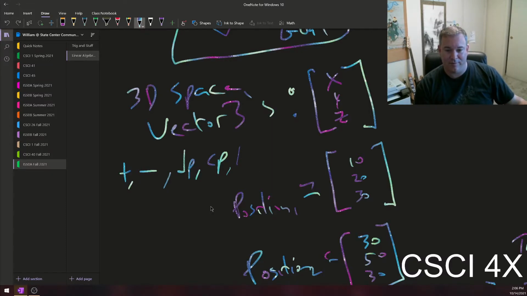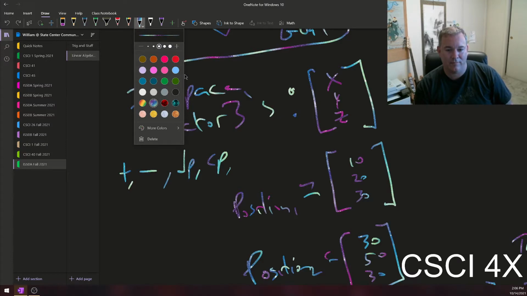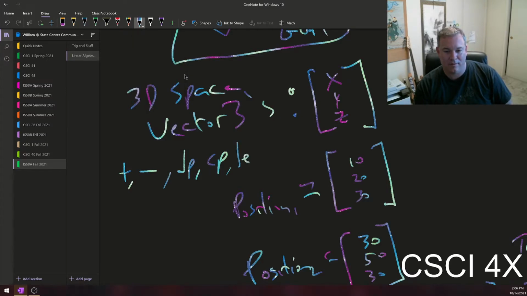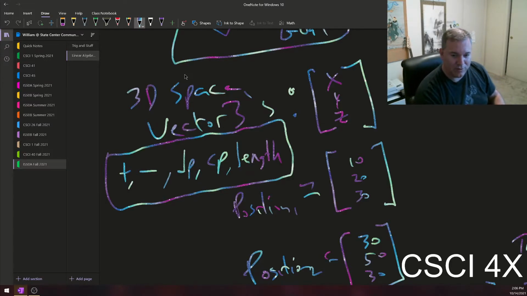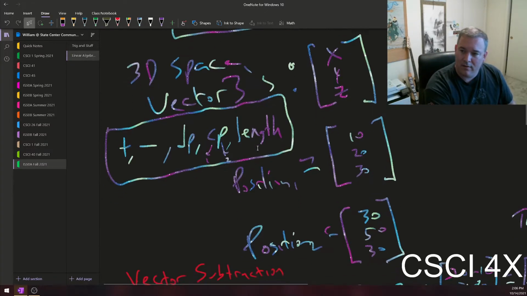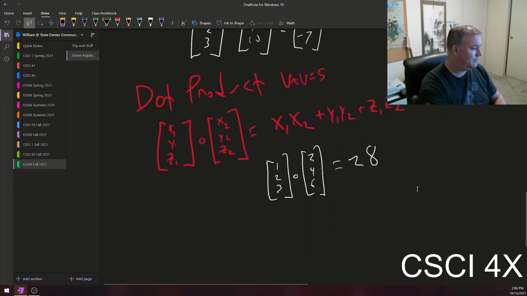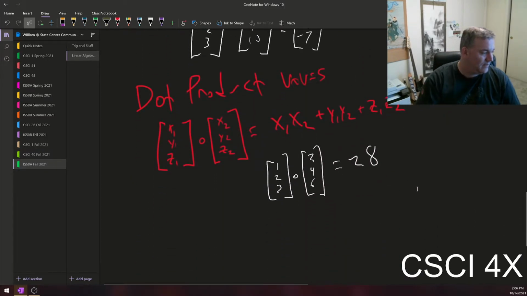Length is another very important thing to do as well. I guess I'll make the pen fatter again. These are the operations we do between two vectors. And there's actually two different cross products. Version 1, version 2. Okay, so just go through it in your head.